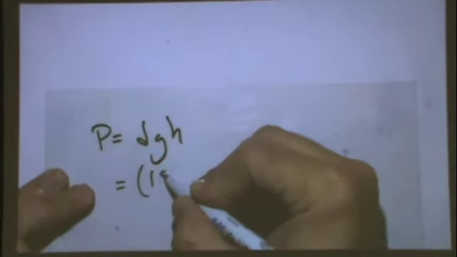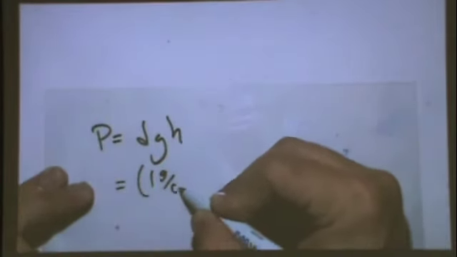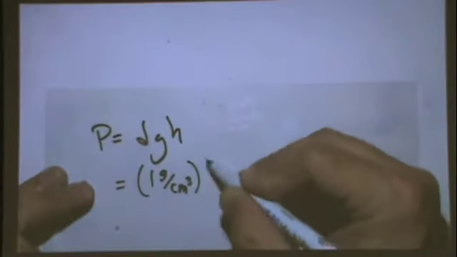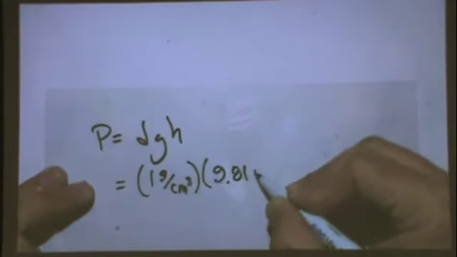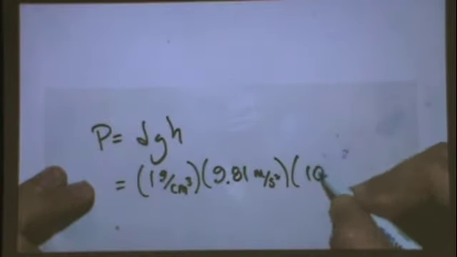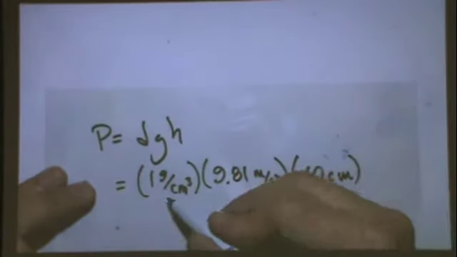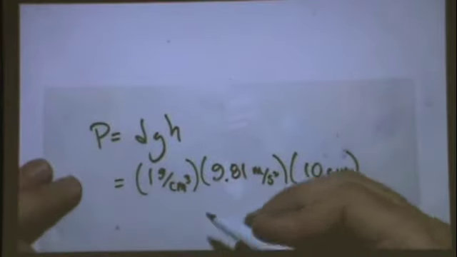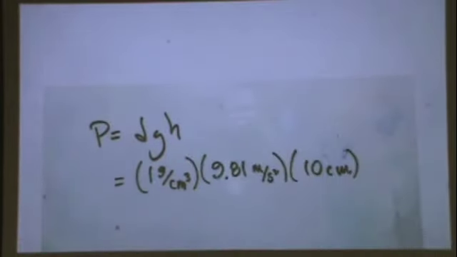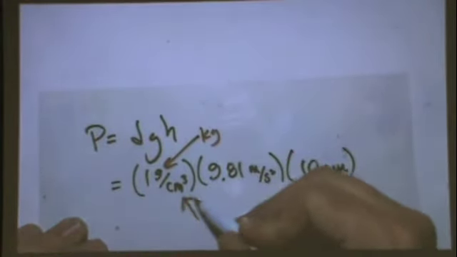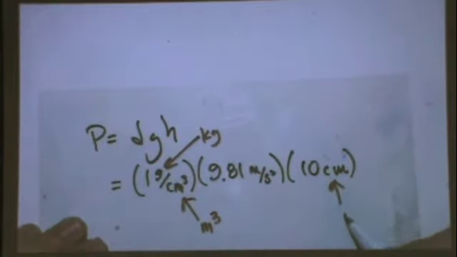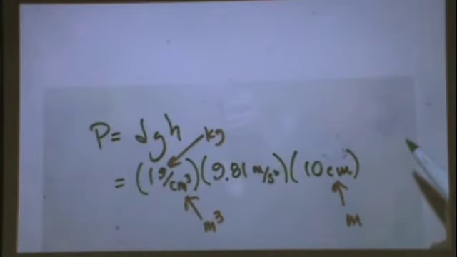So density on the back of the exam is 1 gram per centimeter cubed. Gravity on the back of the exam, 9.81 meters per second squared. And this is 10 centimeters. You need to change this to SI units. So, in a different color here, change this to kilograms, change that to meter cubed, and change that to meters. Are those conversions okay if I have you do those? Okay. If you don't get it, ask me. Okay, next, yes?